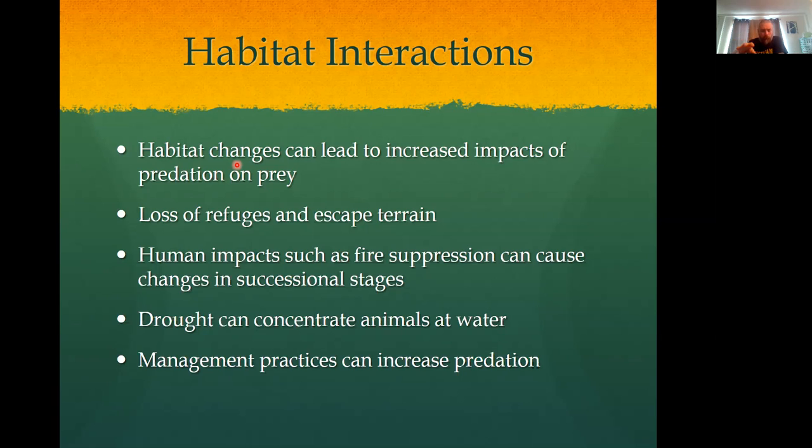Whatever the ultimate root cause, a lot of what happens when we alter a landscape is we make life harder on prey. Right? We make it easier for them to be hunted and killed, including things like loss of refuge, so a place where an animal might go to hide, right? Or a place where maybe a predator can't get to, okay? And then also what we call escape terrain, a place where, again, they can lose a predator as they run away.